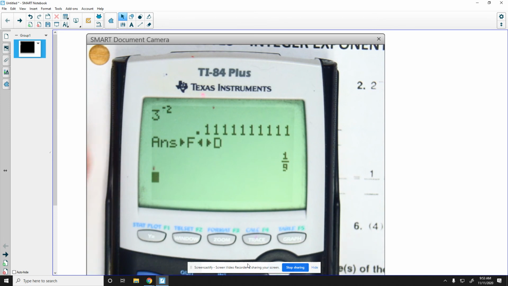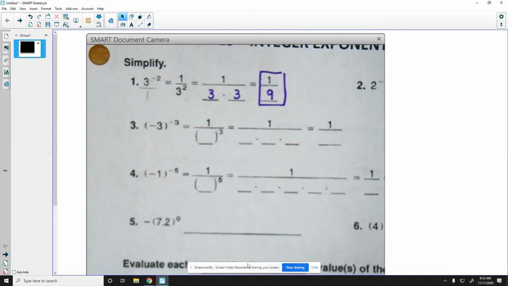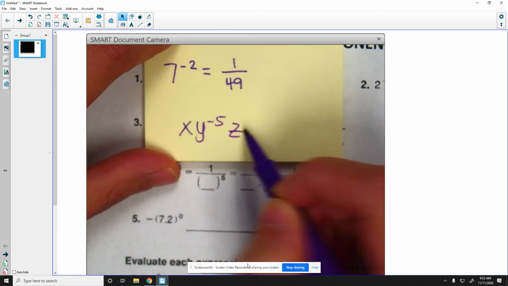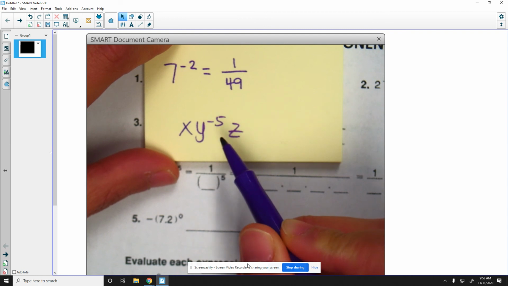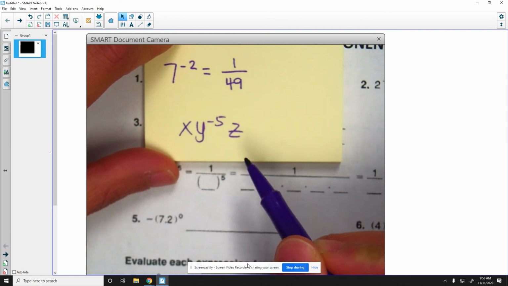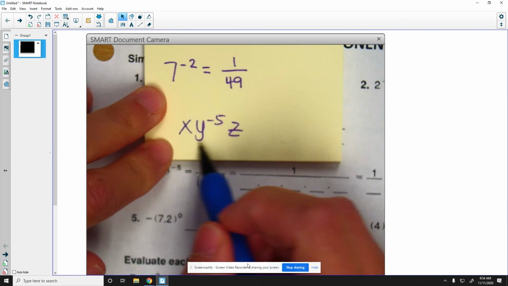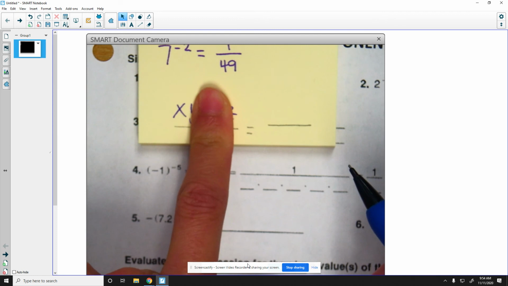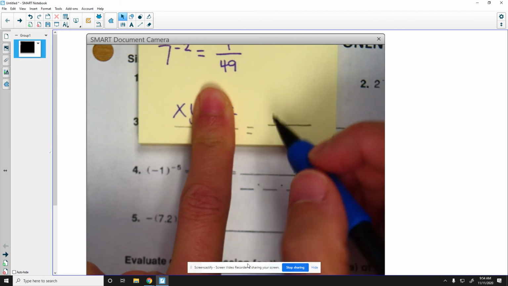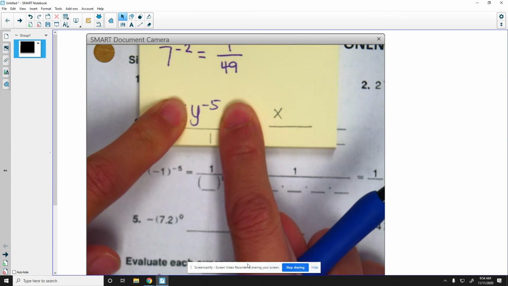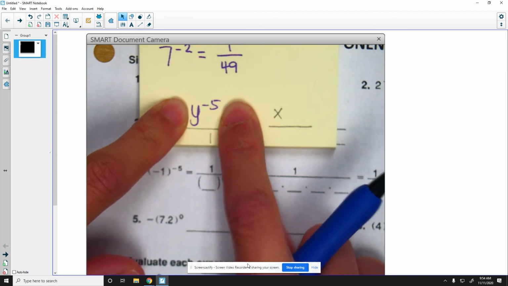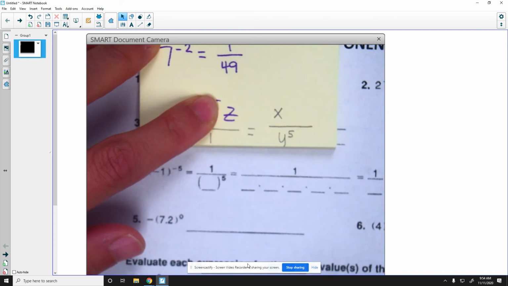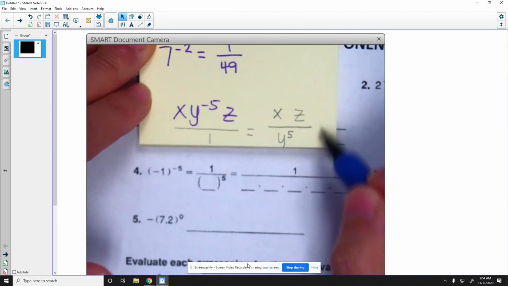Okay, but my concern is that your calculator is not going to give you all the answers, because what if your problem was like x y to the negative 5 z? You can't put letters in your calculator, so you still have to know how this works by hand. So by hand, x, does that have a negative exponent? No, so it stays where it is. Y, does that have a negative exponent? Yes, so you flip it. Since it was on the top, now it goes to the bottom. So it's y to the 5th now. And then z, does it have a negative exponent? No, so it stays where it is. So that's actually this answer.